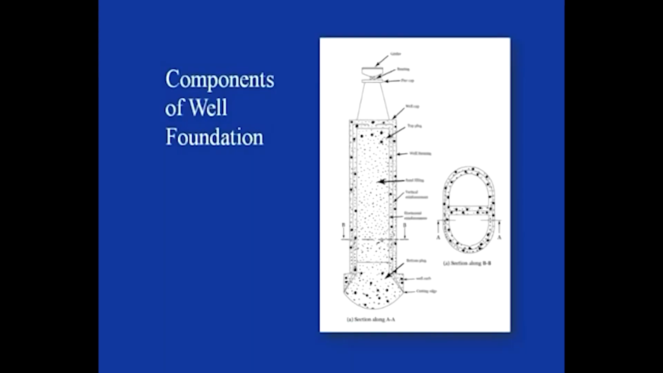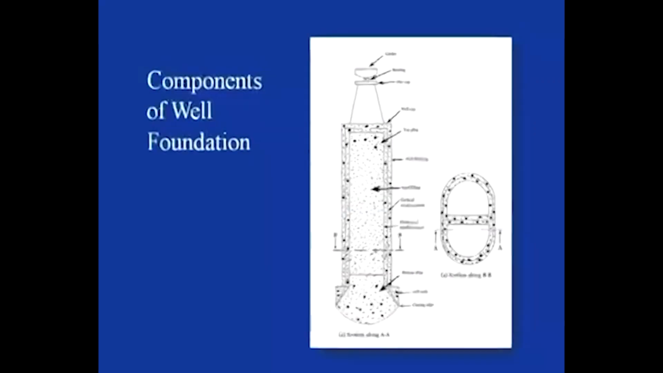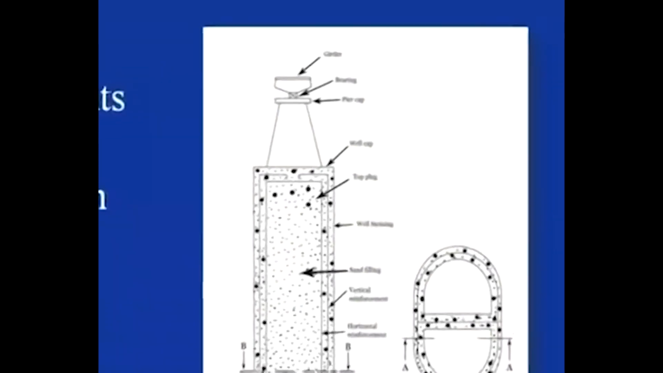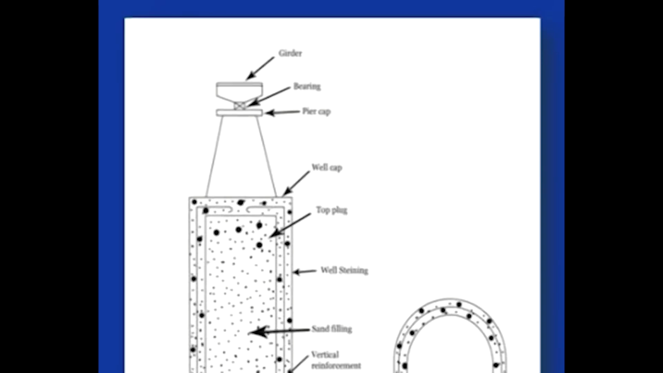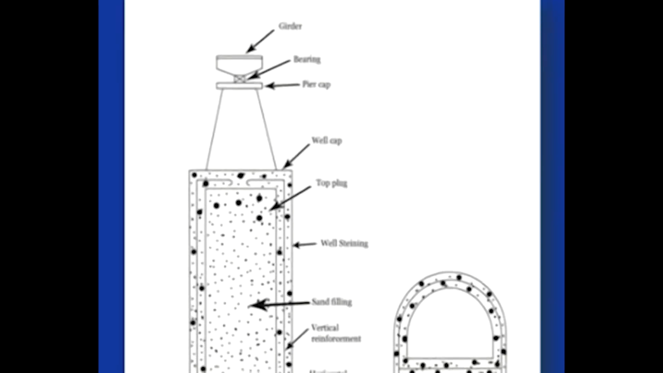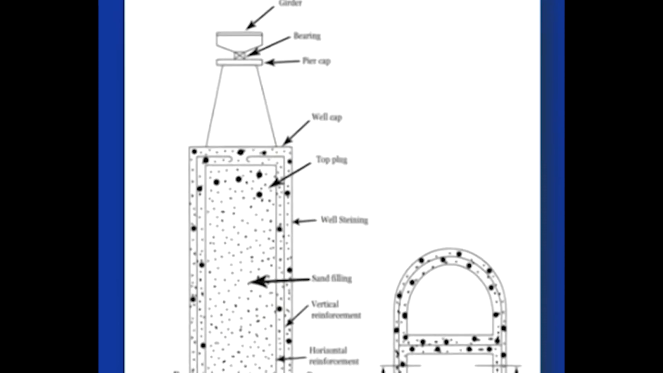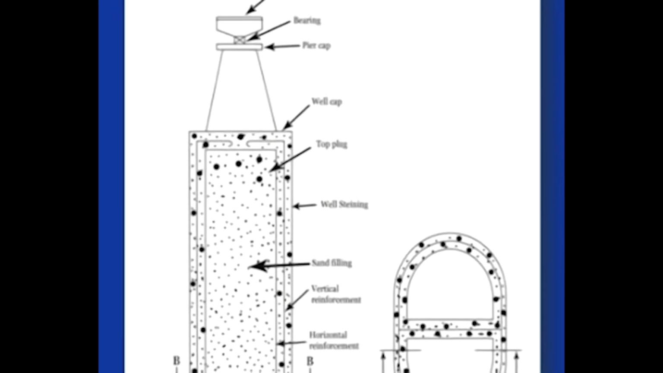So here are the different components of the well foundation. Have a look at this. The top part is the girder, bearing, pier cap, and here is the pier. These form the superstructure, and the load from the girder comes to the bearing, then the bearing transfers the load to the pier cap, and then it comes to the pier.